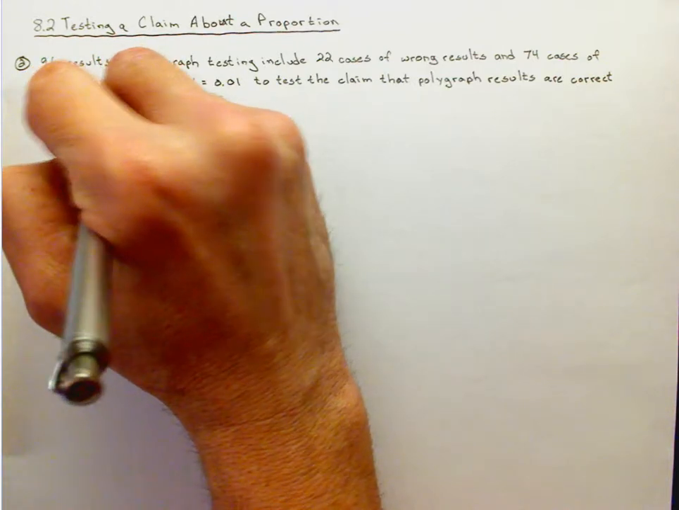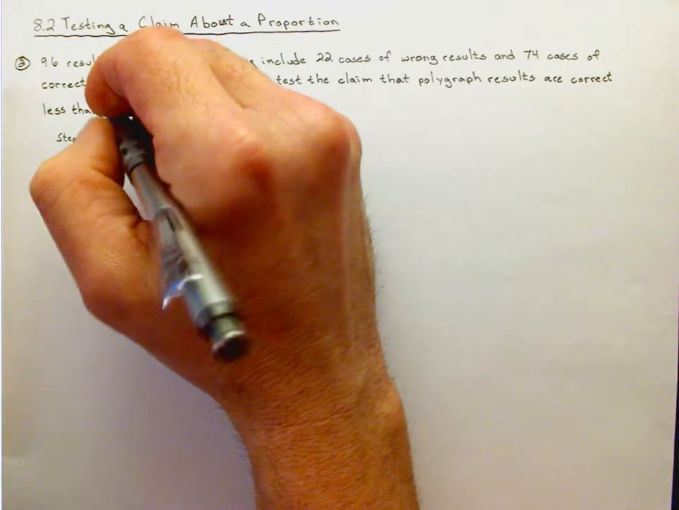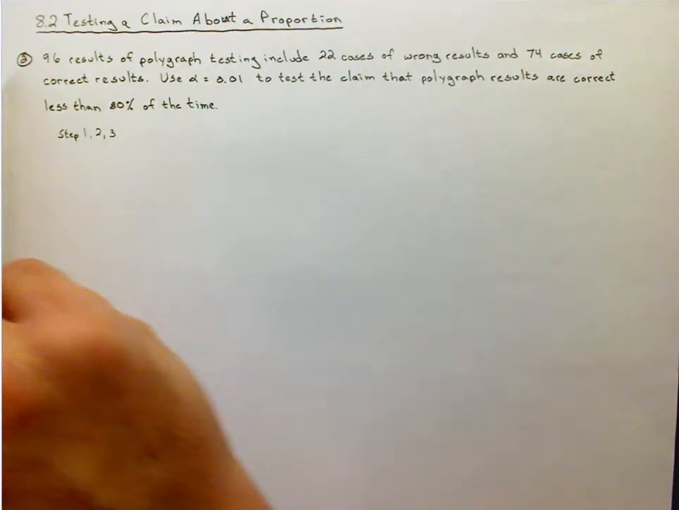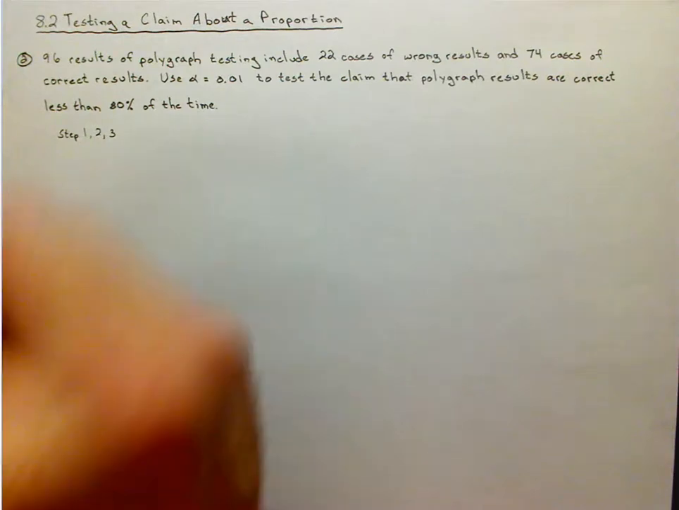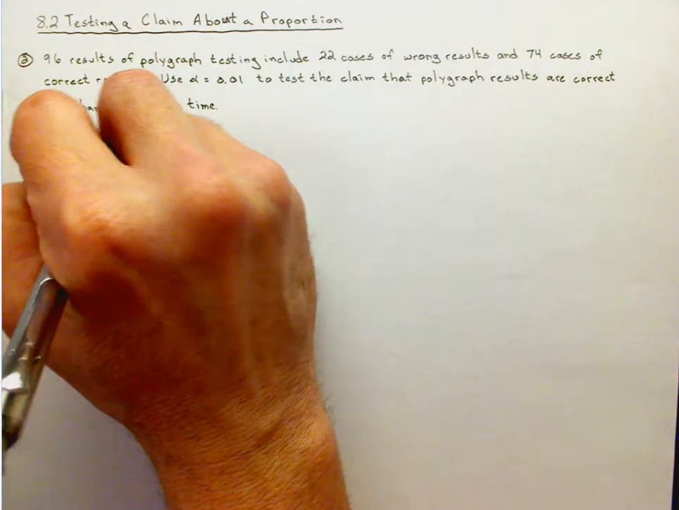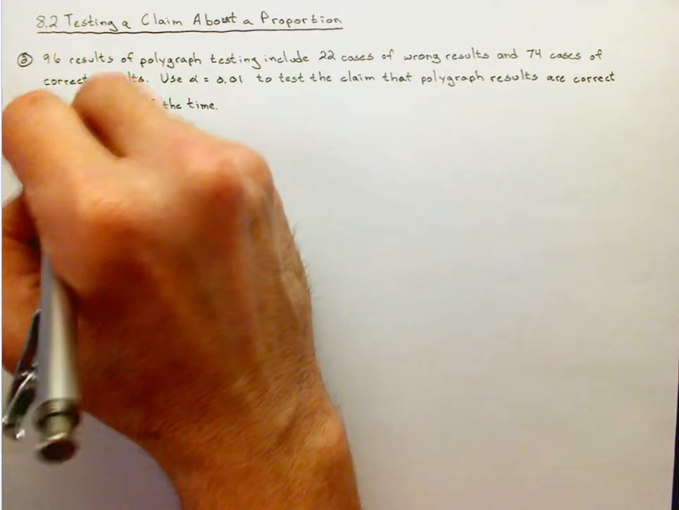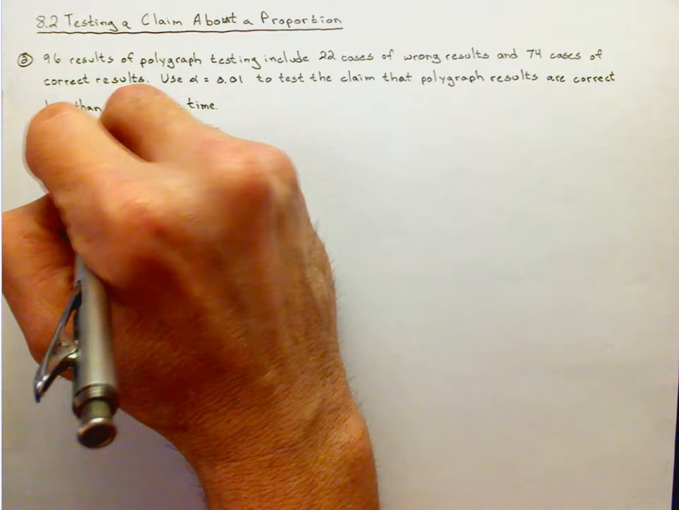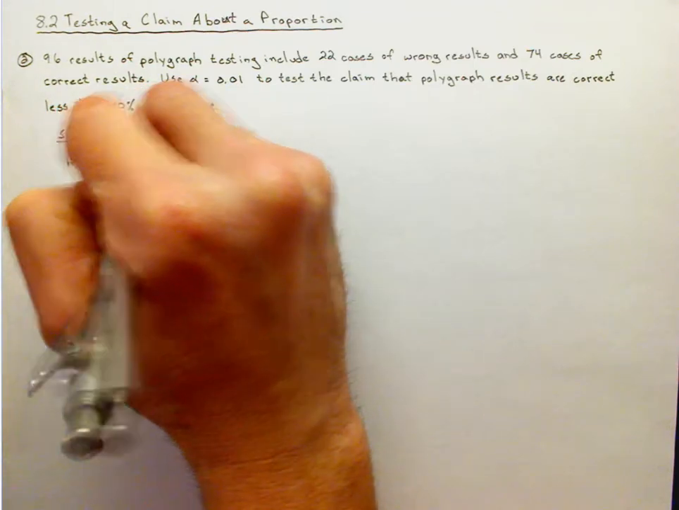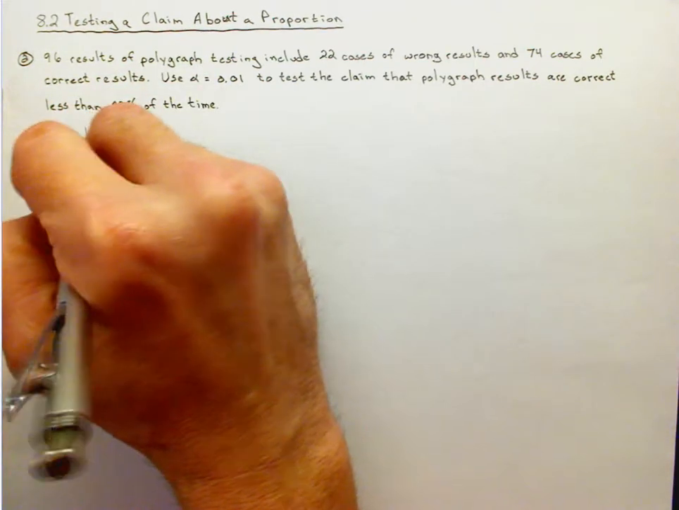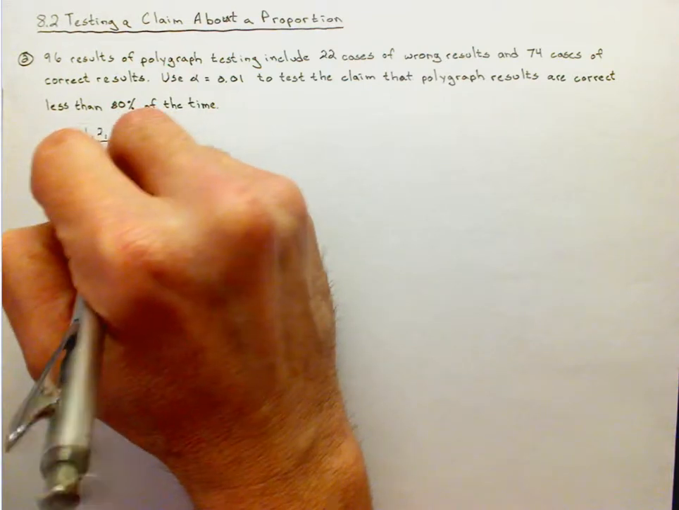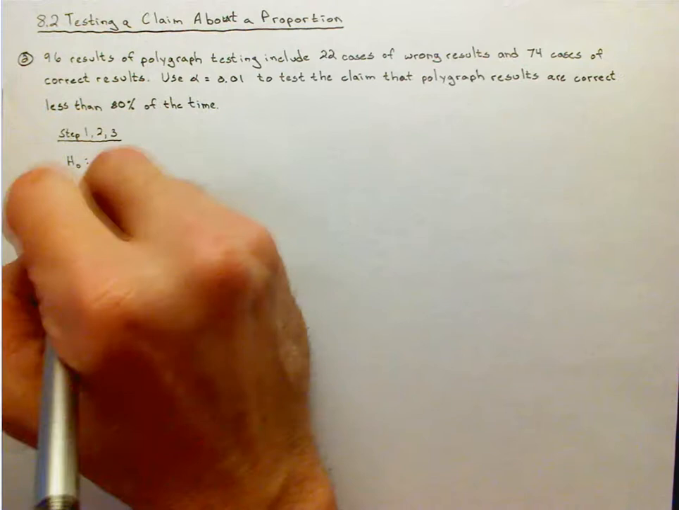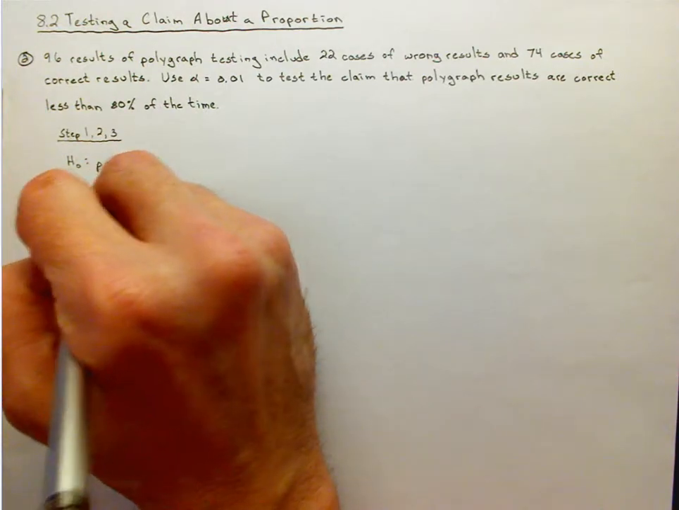Steps 1, 2, and 3. This is dealing with writing the hypothesis and putting it in symbolic form and identifying the null and alternate hypotheses. So what I know is that my null, my alternate. Remember, no equality here, and this tells us what kind of test, and this is left-tailed.